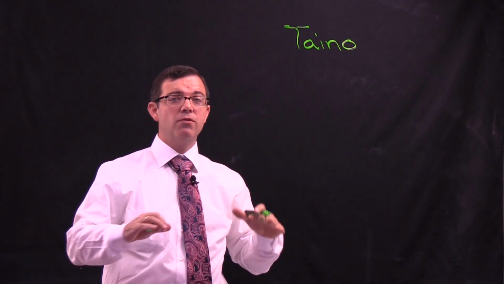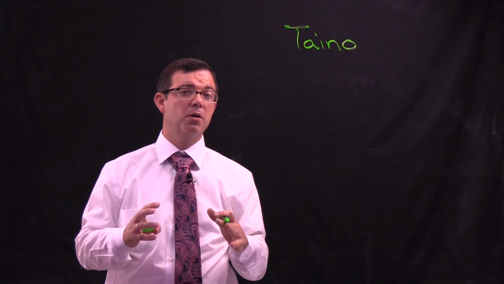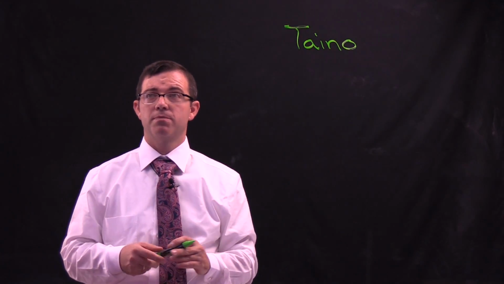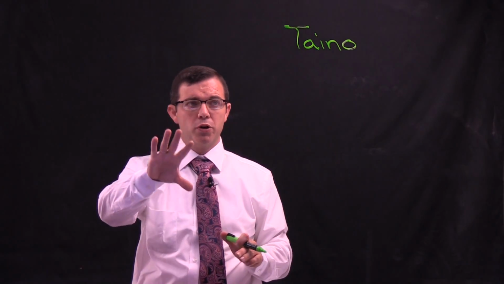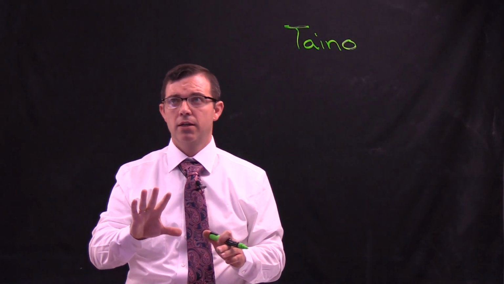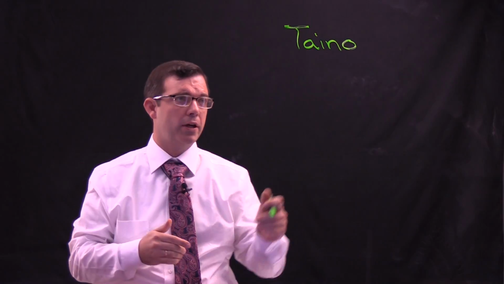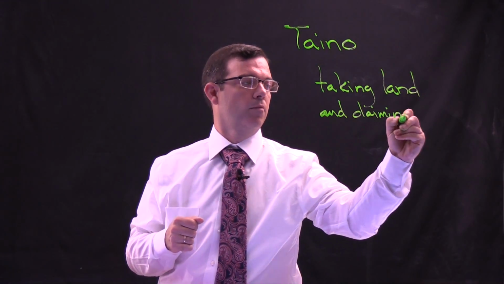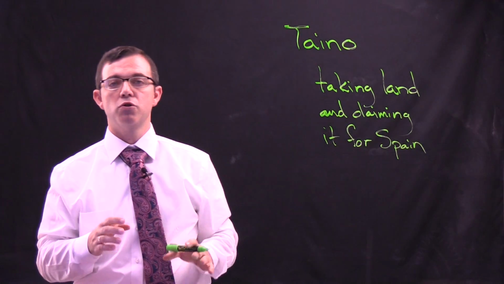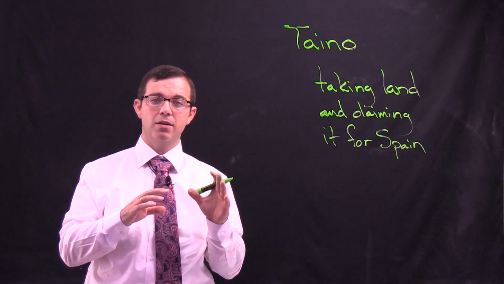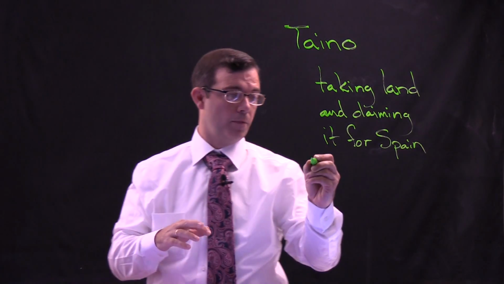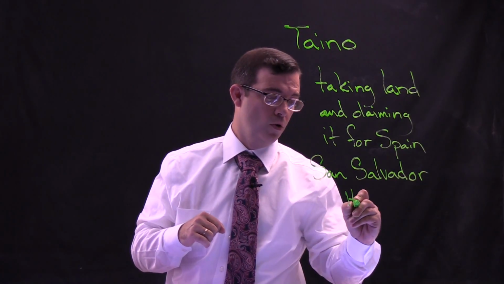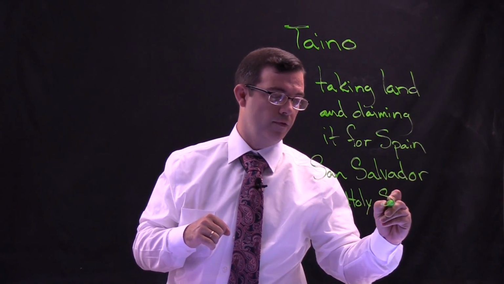The Taino had never, ever seen a European before, and they actually welcomed him with open arms. So Columbus is going to return their generosity by taking their land and claiming it for Spain. He even goes so far as to name this new land San Salvador, which translates to Holy Savior.